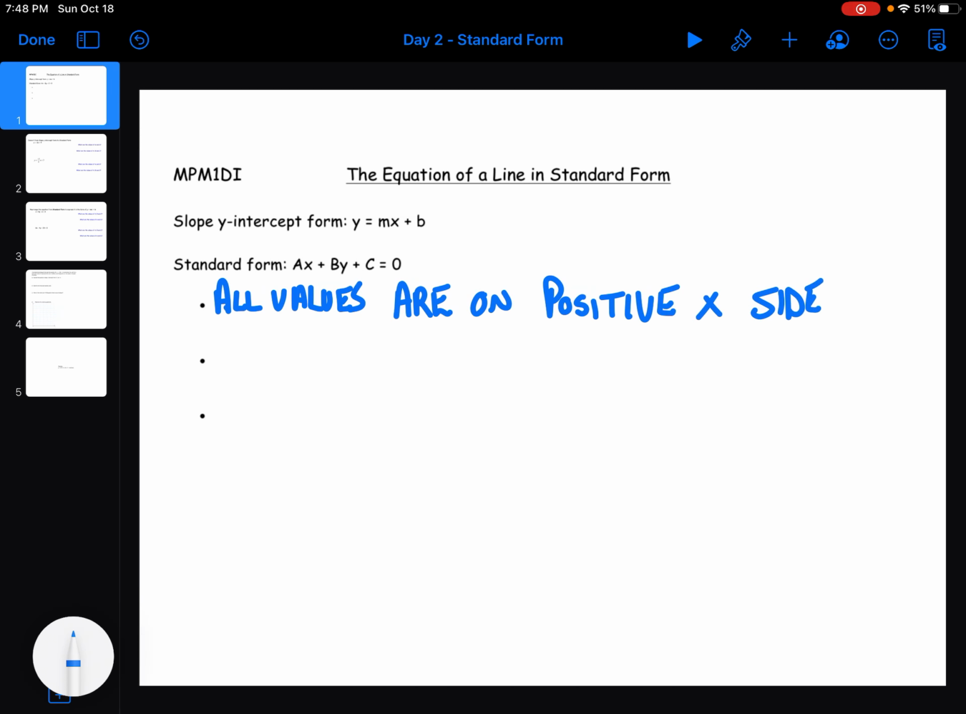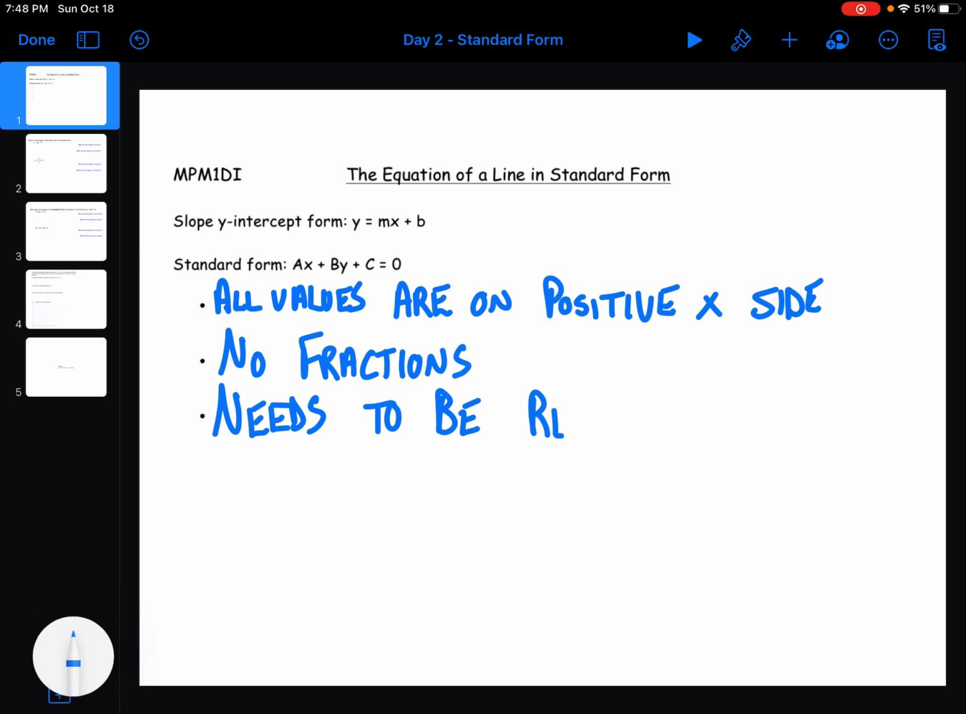So if x is negative, that means we have to move them all to the other side, or change all of the signs. There can be no fractions. And we need to reduce it. So what that means is, I'll show you an example, it needs to be reduced.